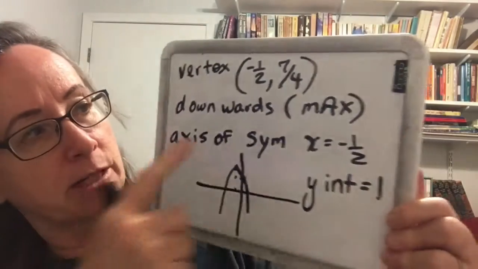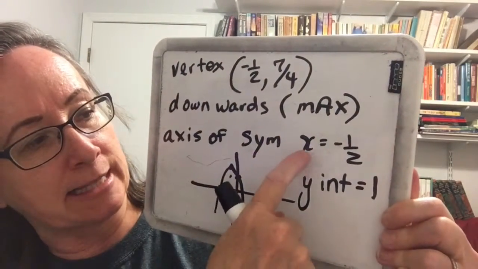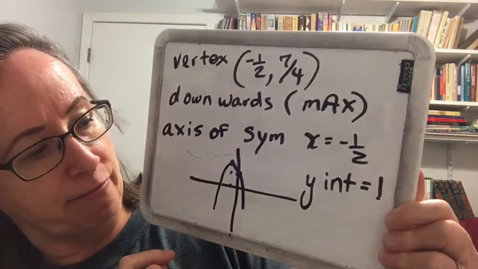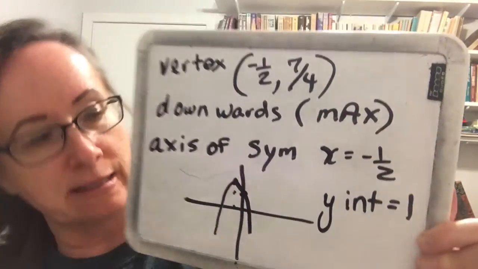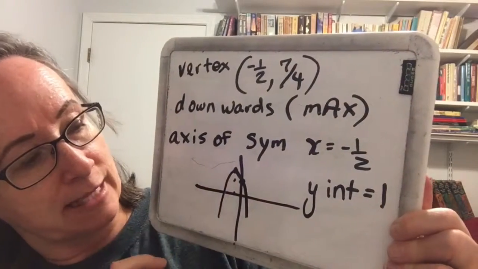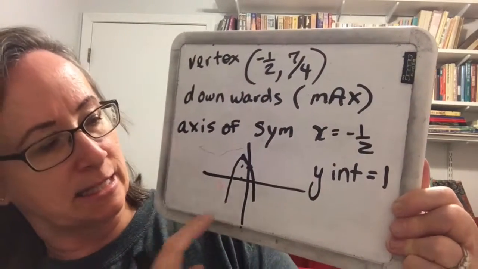The axis of symmetry is the x value of the vertex. X is equal to negative 1/2. And our graph looks approximately like that. Okay, so negative 1/2 and 7/4 is a little bit less than 2.